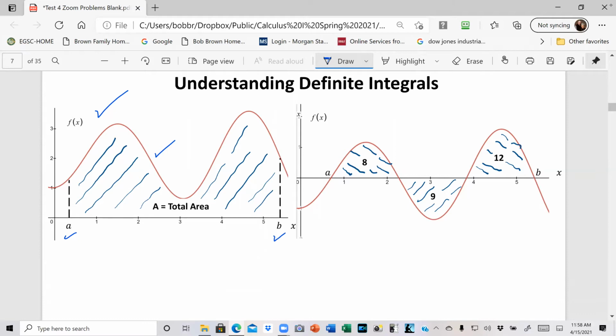Then if we calculate the integral from a to b of f of x dx, which would be equal to F of b minus F of a, that will equal the total area that you see shaded here with the lines.